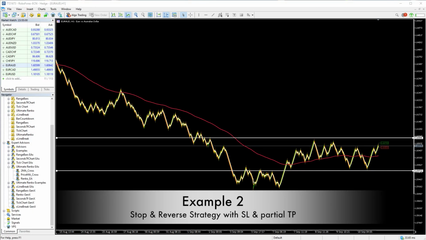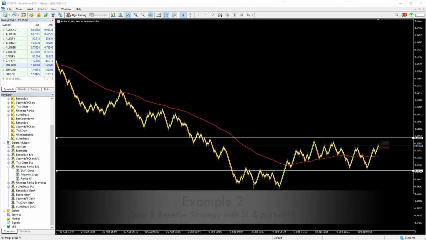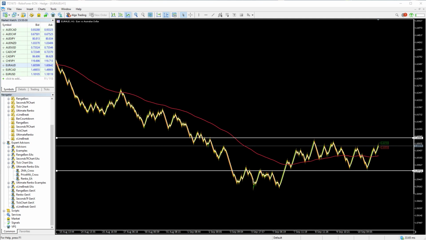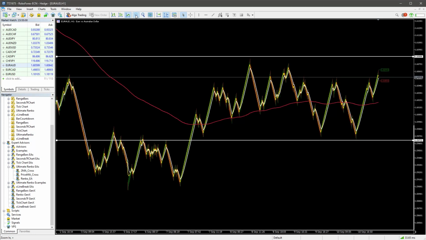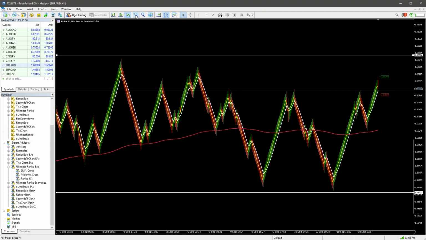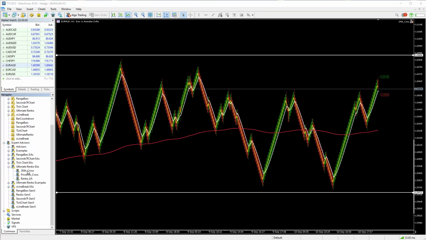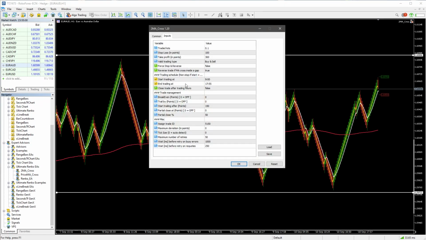Example 2. Stop and reverse strategy with maximum stop loss setting and partial take profit. Each moving average crossover signal triggers a trade. This algorithm works best when the price action is bouncing between support and resistance zones. You don't want the range to be too narrow. The EA settings are as follows. A 100-point stop loss order protects each position. There will be no fixed take profit defined.